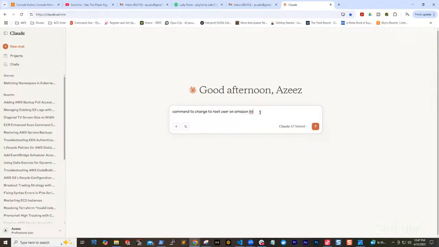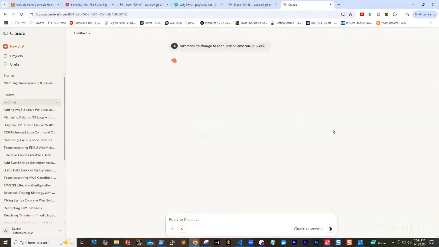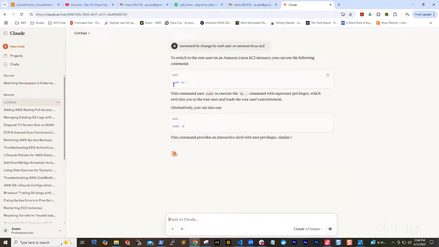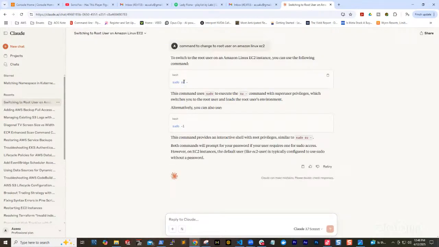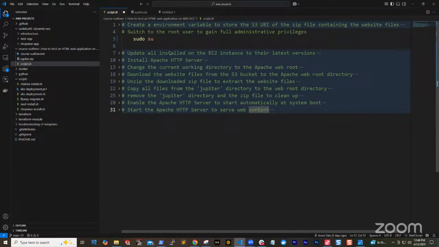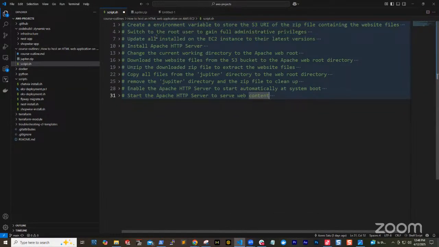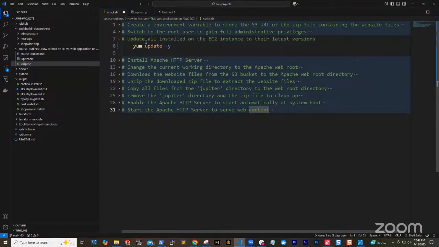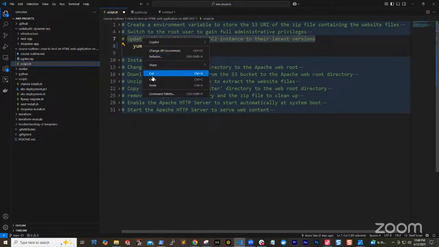I'm a bad speller anyway, so I just leave it like that. Claude understands Linux EC2. And I'll just press enter, and it'll just give you the command and you copy the command and you come here. And let's say you didn't have it here, you paste it there. Then you go to the next one.